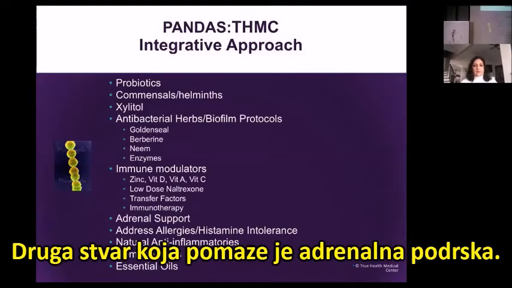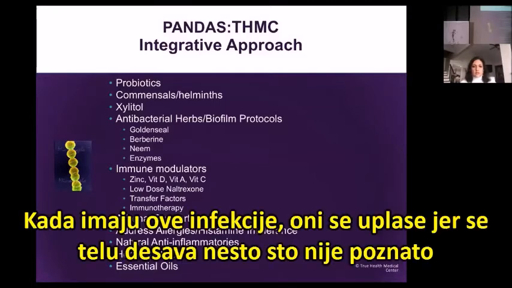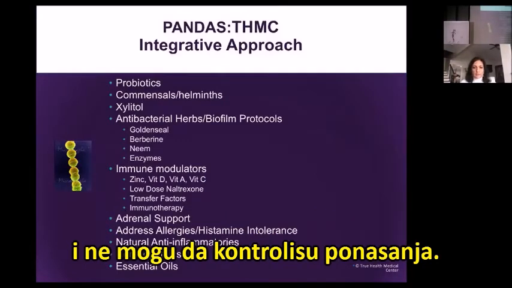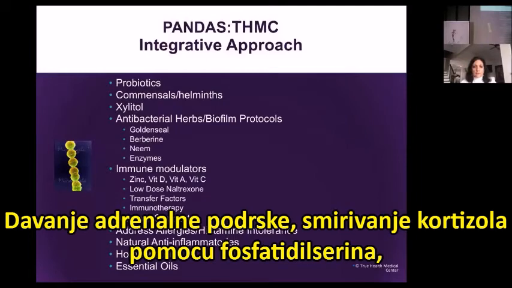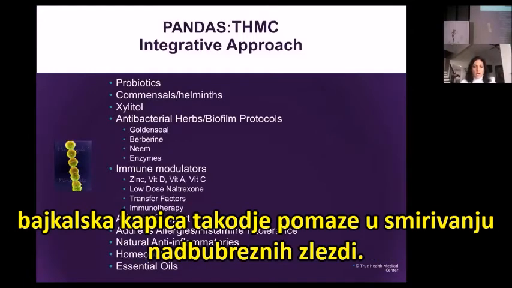The other things that I find helpful in working on in this population is adrenals. They're very, very stressed. When they get these infections, they're scared too because something just happened to their body they don't recognize, and they're not able to control their behaviors. And so giving adrenal support, working on things to calm down cortisol like phosphatidylserine, ashwagandha might be helpful. Chinese skullcap can be very helpful to kind of calm down the adrenals.